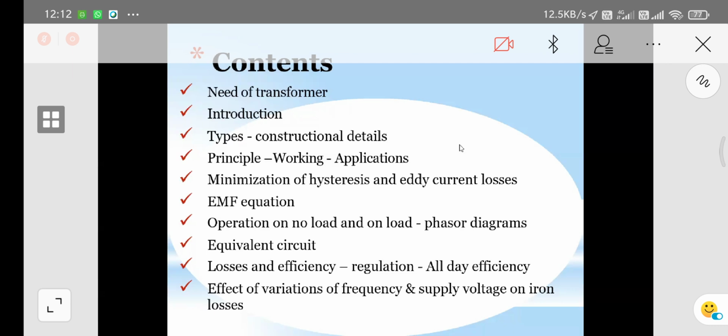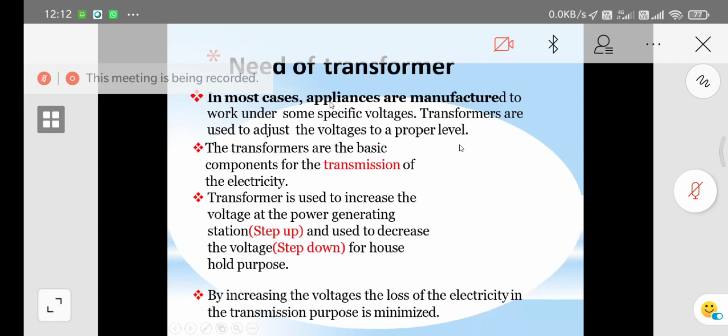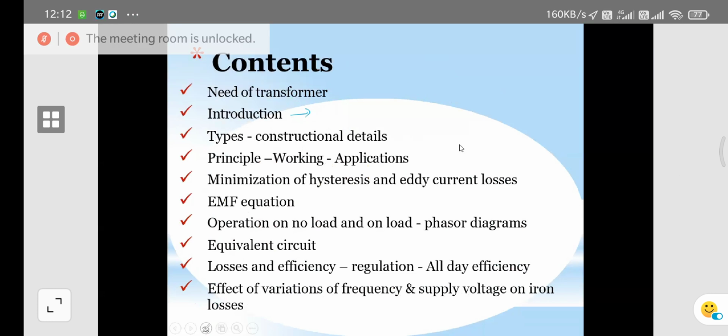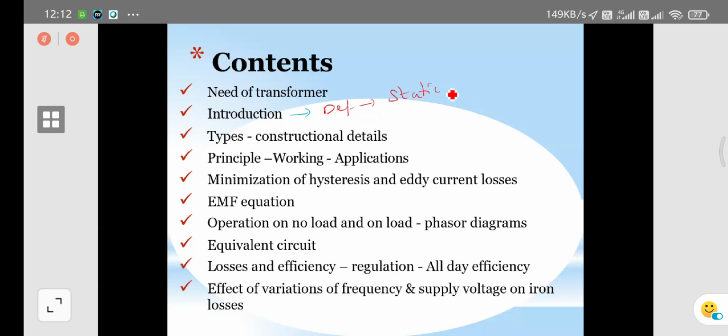The basic definition will be there. It is a static device which transfers electrical energy from one circuit to another circuit through the media of magnetic field with a constant frequency. Coming to the introduction, we have this definition. Static means there are no rotating parts in the transformer. If you consider the conductor and the magnetic field, both are stationary with respect to each other. That's why the transformer is said to be a static device which transfers electrical energy from one circuit to another circuit through the media of magnetic field with a constant frequency.